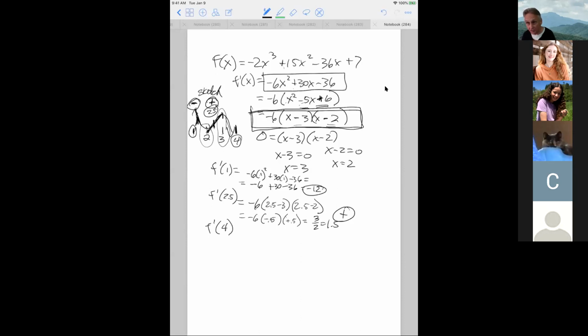When you get moving and you just move through it, include this stuff, you can get done fairly quickly. Okay? So look at this. You can plug it into either function. I think plugging 4 into the breakdown like this again is going to be easier. 4 minus 3 times 4 minus 2, -6 times 1 times 2, -12 again, that's negative. I got a negative value at 4.